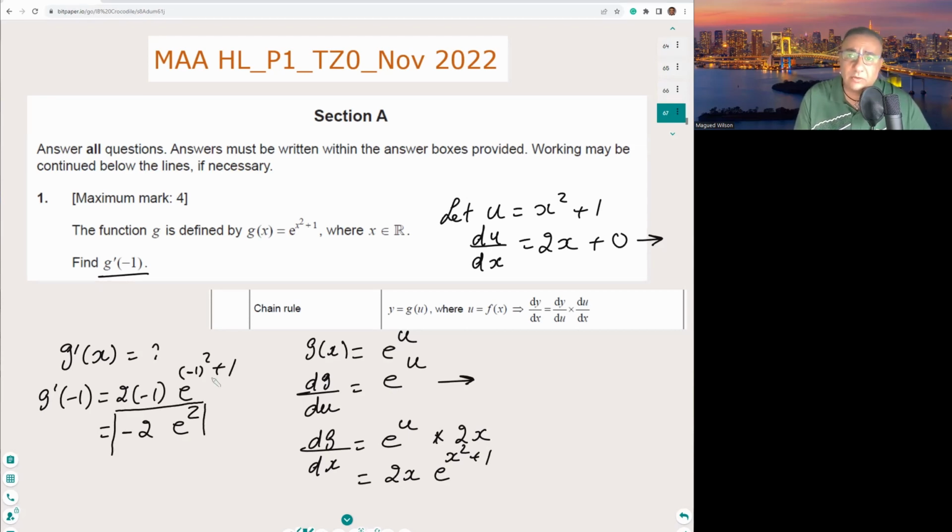This is paper 1, no calculator. So that's basically your final answer. And actually, we call this the exact value or the exact answer. So that is basically a direct application of the chain rule of differentiation.